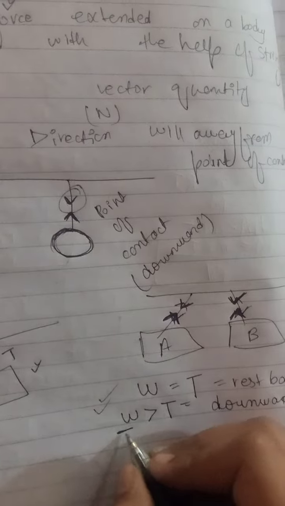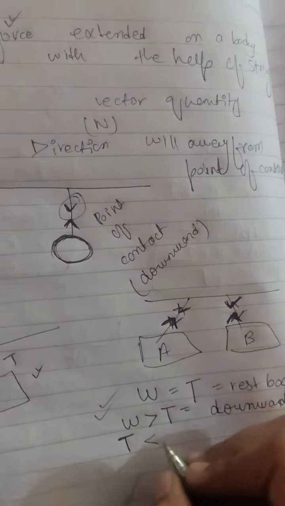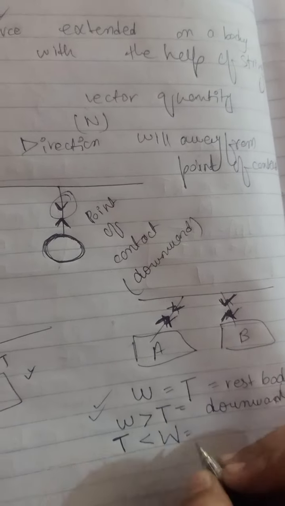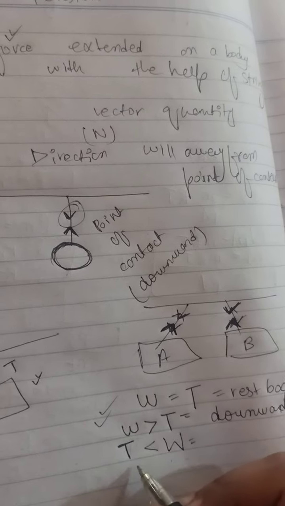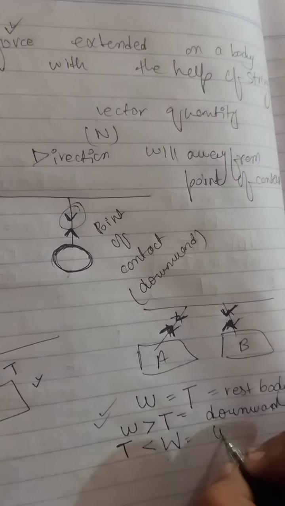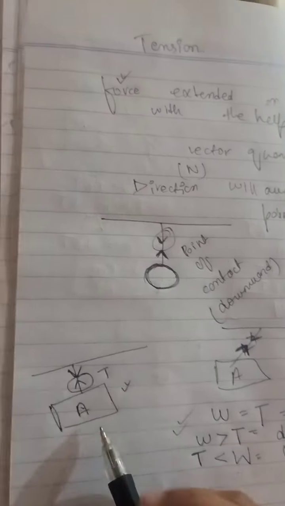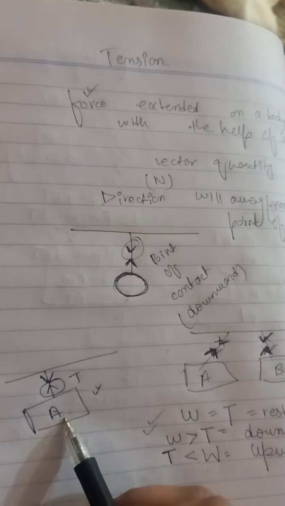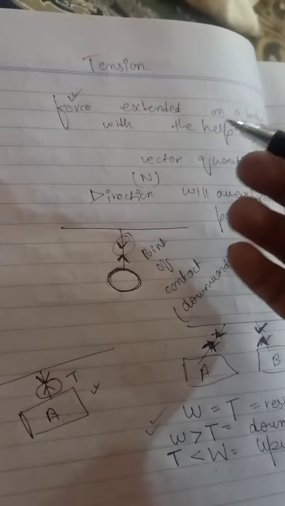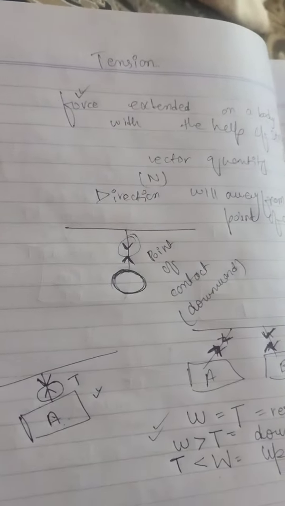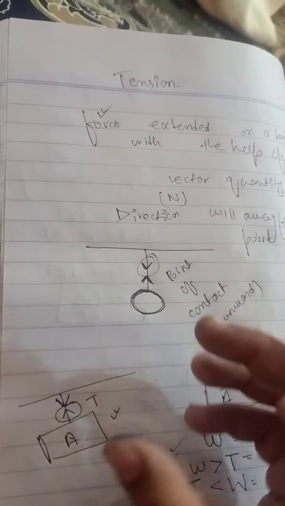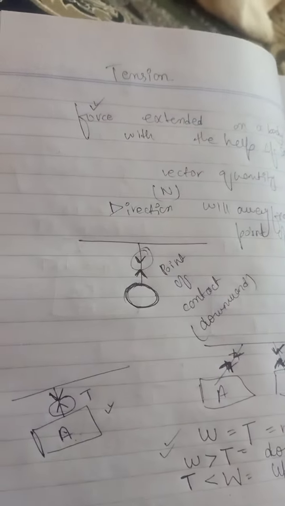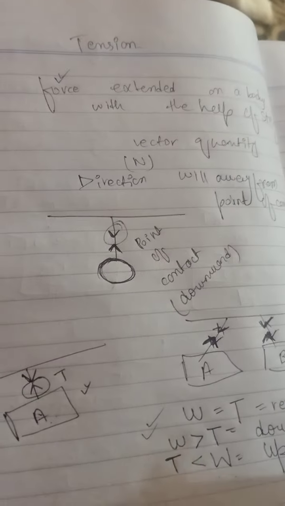If the weight is less and the tension is greater, the body will move upward. Here you can see this body has less weight. If the force exerted on this body is more, the direction of the body will be upward. And if the tension is less and the weight of the body is too much, the body will move downward. So there are two more cases of tension.